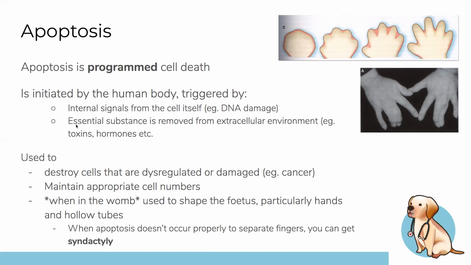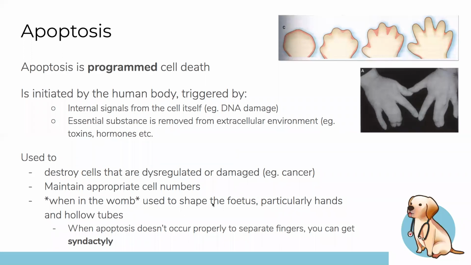And then sometimes if an essential substance is removed, the cell might be like, oh, I need this essential substance. So once again, it just yeets itself. So it is used to destroy damaged cells. And then it can also just maintain appropriate cell numbers to make sure you don't get too many cells.